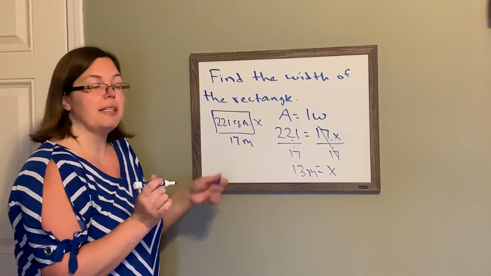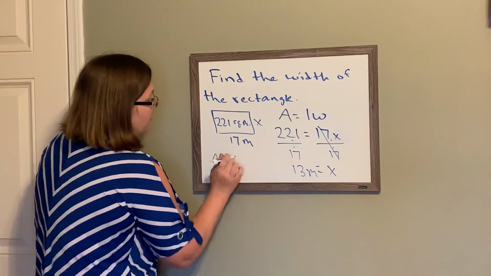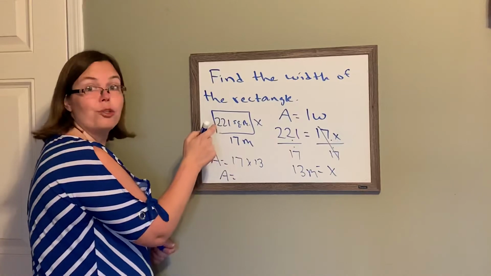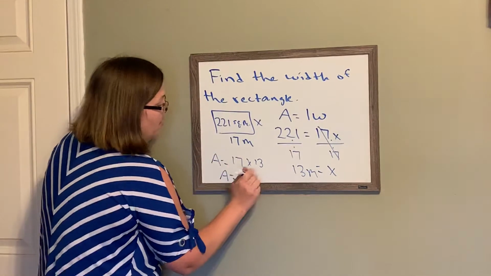What I can do to check myself is I can do area equals 17 times 13, and when I plug that into the calculator, I do get 221 square meters.